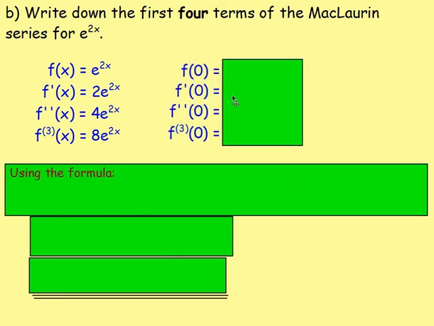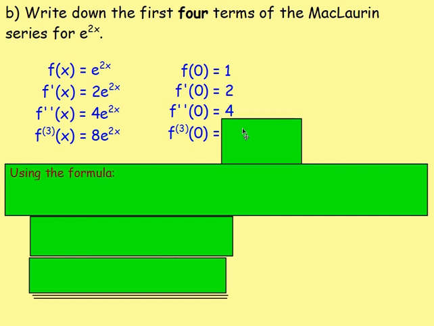Evaluate each of them when x is 0, so we're going to have e to the power of 2 times 0. 2 times 0 is going to be 0, e to the power of 0, anything to the power of 0 is just 1. Because e to the power of 0 is going to be 1, it means it's going to be 2 times 1, so that will just be 2. This will be 4 times 1, and that works out to be 4. This here, replace x with 0, 2 times 0 is 0, e to the power of 0 is 1, so that's 8 times 1, so that works out to be 8.